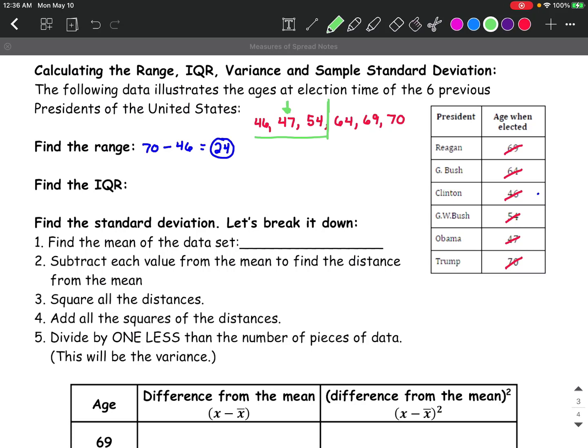Then we go and we look at the right. What's the middle on the right? That would be 69. That's your Q3. So we're going to take 69 minus 47, and that's going to give us 22. That's our IQR. Okay? That's the distance between the middle 50%.